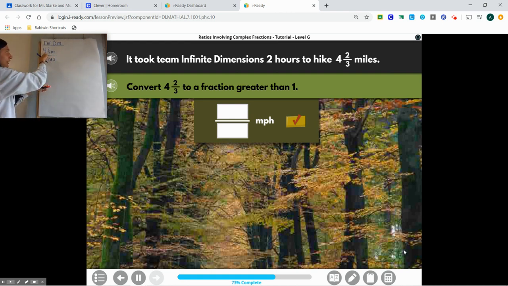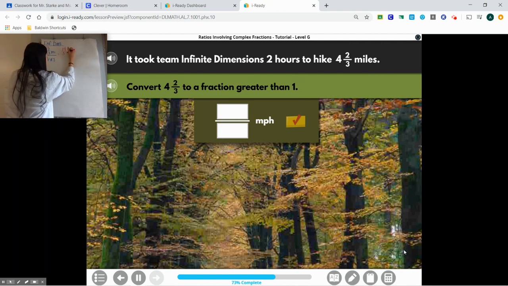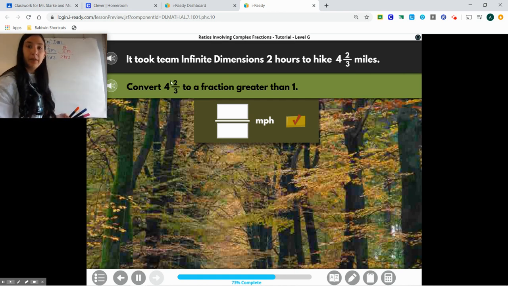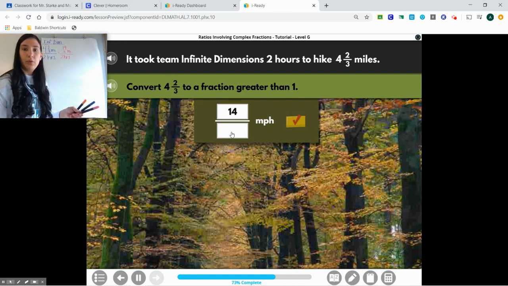So they want us to turn this mixed number into an improper fraction. What we do for that, remember, is multiply 3 times 4, hold that number in your head, 12 plus 2. 12 plus 2 is 14. So this is the same as 14 over 3 miles per 2 hours. So in here, we're going to type in 14 over 3.